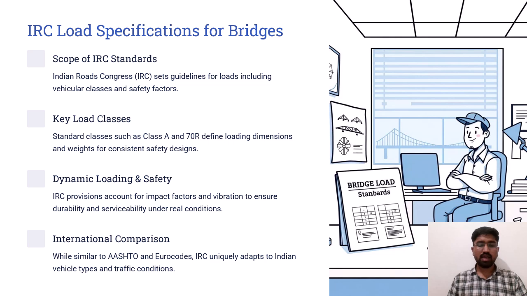The IRC has set load classes. The scope of IRC standards: the Indian Roads Congress sets guidelines for loads, including vehicular classes and safety factors. Key load classes: standard classes such as Class A and 70R are defined with loading dimensions and weights for consistent safety designs. Class 70R is for heavy and military traffic, Class A for regular highways, and Class B for lighter traffic areas. These standards help ensure bridges can safely carry expected traffic.